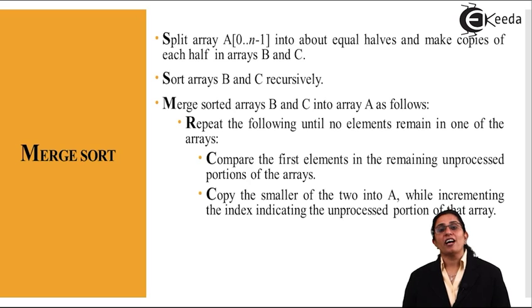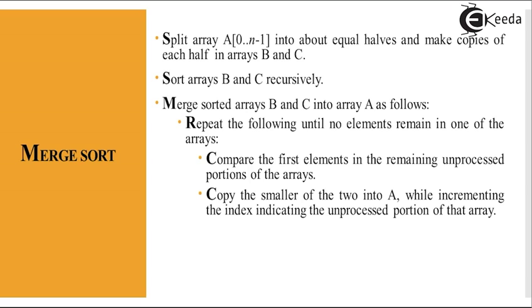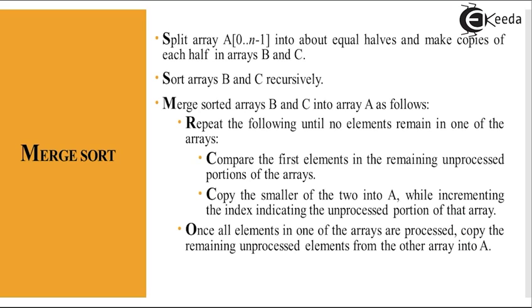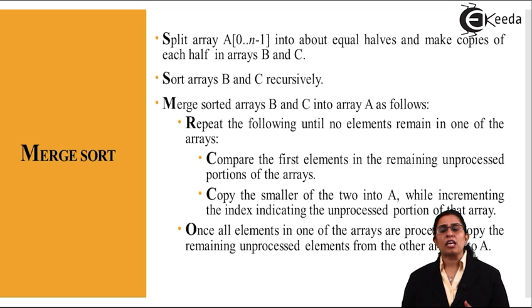So what we do, as we merge, whatever is the smallest element after combining the two arrays is copied into A, while incrementing the index indicating the unprocessed portion of that particular array. Once all the elements in one of the arrays are processed, copy the remaining unprocessed elements from the other array into A. So this is how I keep splitting my array recursively till all my elements are sorted.